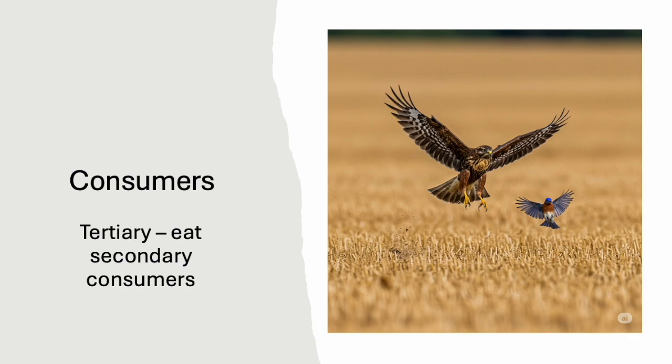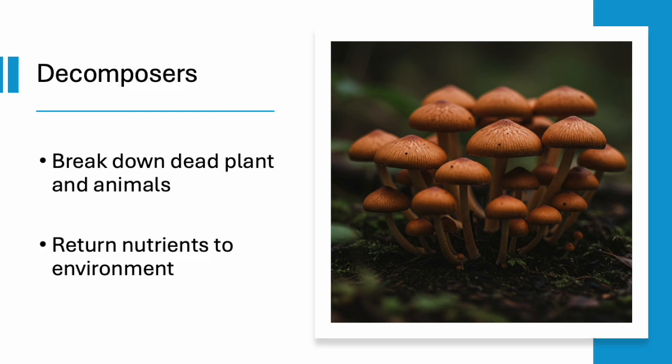There's one more important part of the food chain: decomposers. These are things like bacteria, fungi, and worms. They break down dead plants and animals and return the nutrients back to the soil. This helps new plants grow and the cycle starts again.